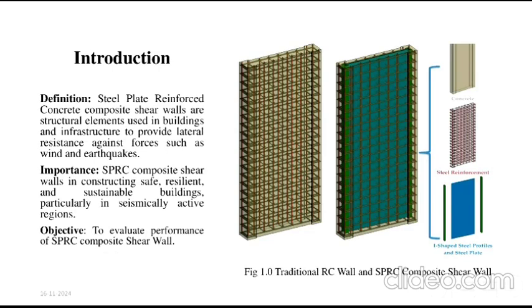Let's get to know what is SPRC wall. The steel plate reinforced concrete composite shear walls are the structural elements used in buildings and infrastructure to provide lateral resistance against forces such as wind and earthquakes. SPRC composite shear walls are important in constructing safe, resilient, and sustainable buildings, particularly in seismically active regions. And the objective is to evaluate performance of SPRC composite shear wall. Let's move to the next slide.